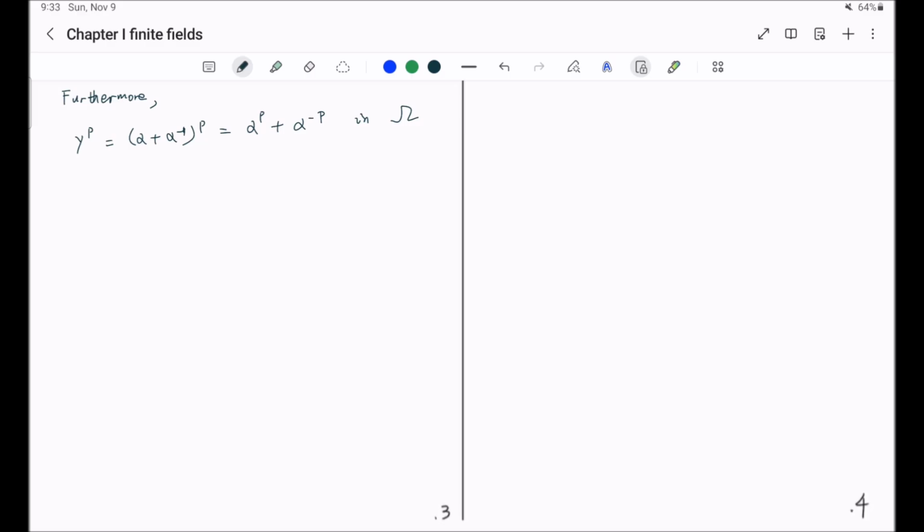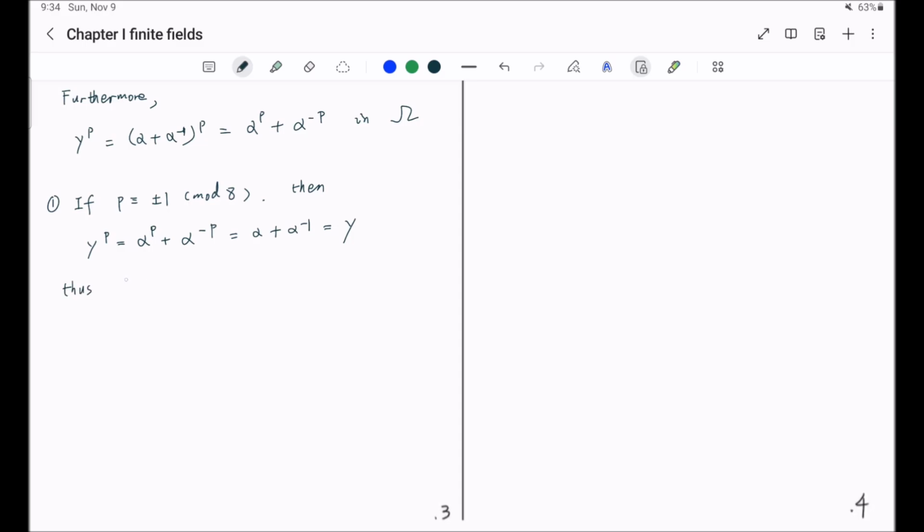If p is congruent to plus or minus 1 modulo 8, then we see that y to the power p, which is alpha to the p plus alpha to the -p, by the fact that alpha to the power 8 is equal to 1, this congruence relation gives us alpha plus alpha to the -1, which is equal to y.